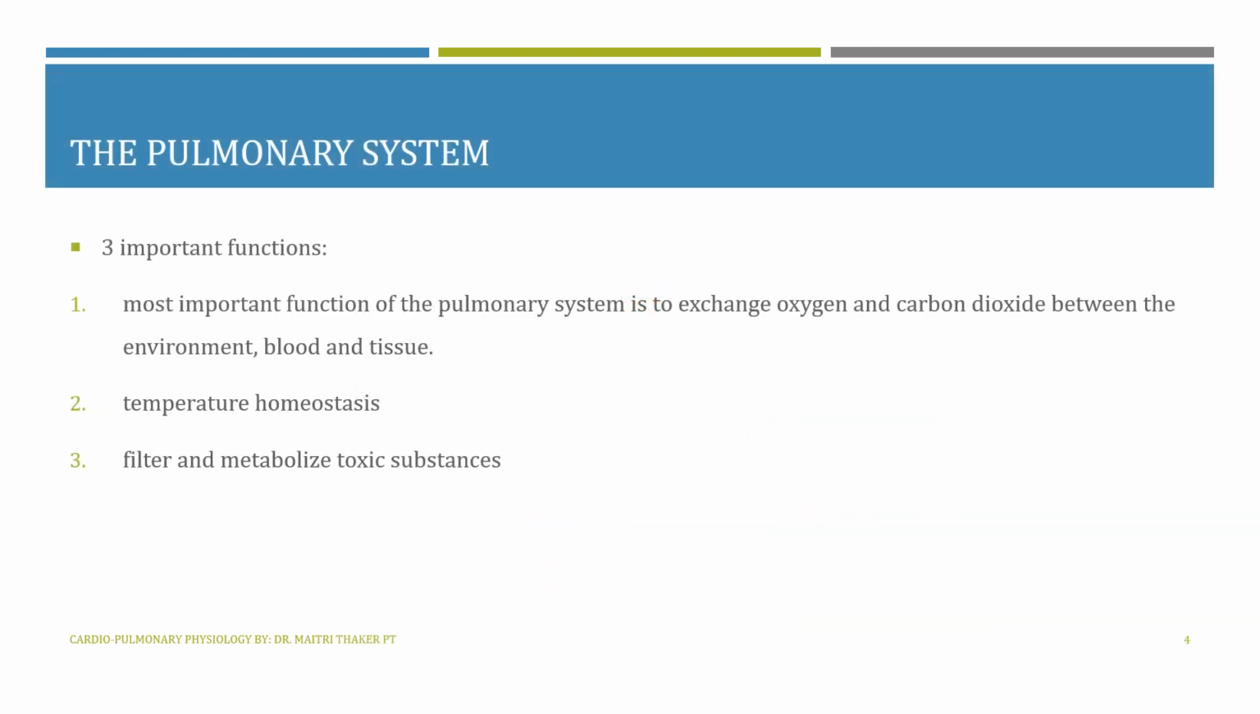That was all about the brief anatomy of our pulmonary system. Now let's discuss the function of the pulmonary system. Basically it has three main functions. First and the most important is gas exchange. It is the exchange of oxygen and carbon dioxide between environment, blood and tissue. Second is temperature homeostasis, meaning body temperature regulation. That is done by heat and water loss through our breaths. Third is to filter and metabolize toxic substances.